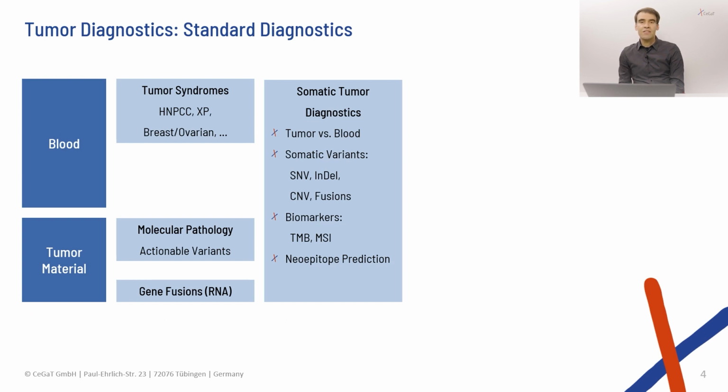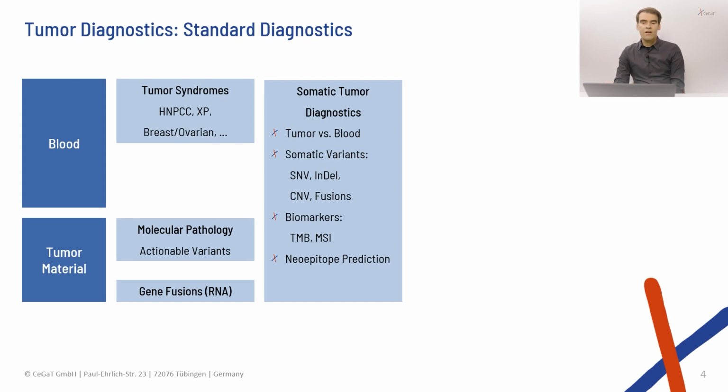In tumor diagnostics, as you probably know, if you have a patient's blood, you can look for tumor syndromes that are inherited. And if you have tumor material, you can look at actionable variants from DNA and RNA levels. If you have both materials, you can do a full somatic analysis, determining not only tumor variants, but also biomarkers such as mutational burden, and you can even predict neoepitopes for novel vaccination approaches.